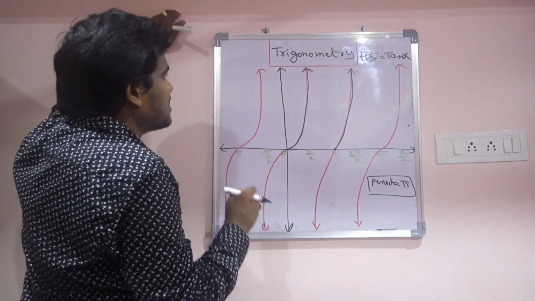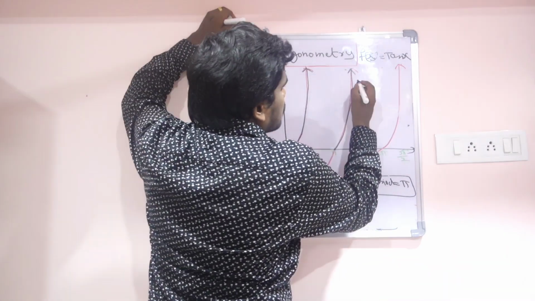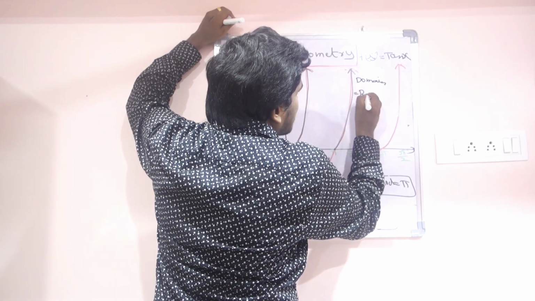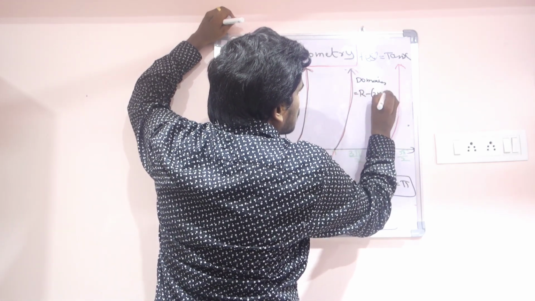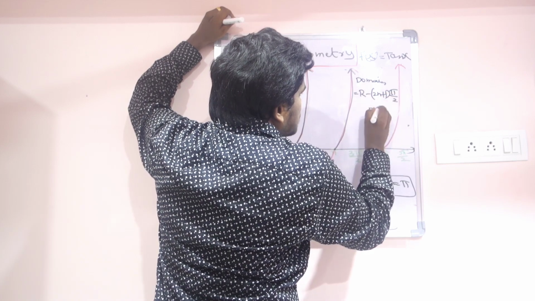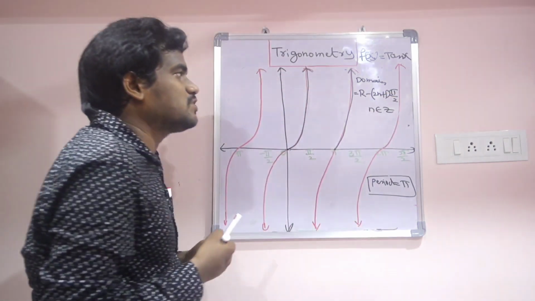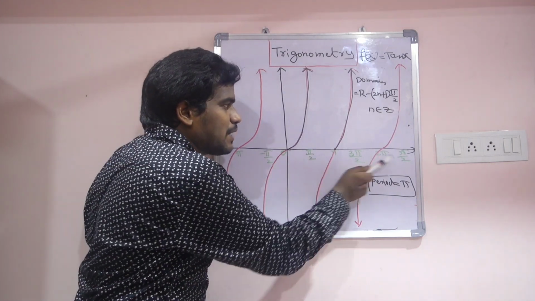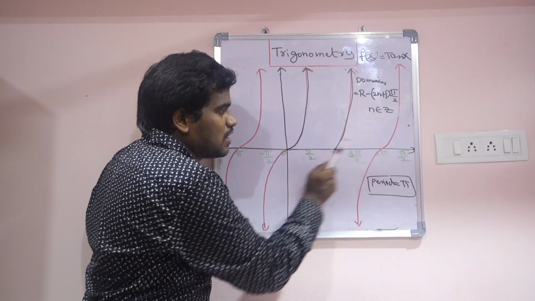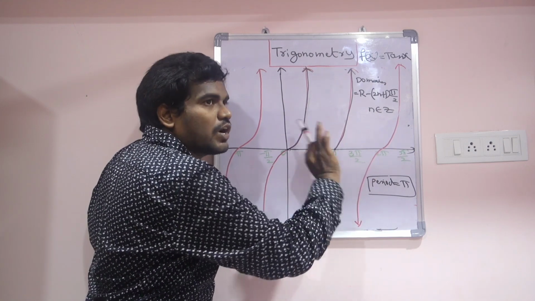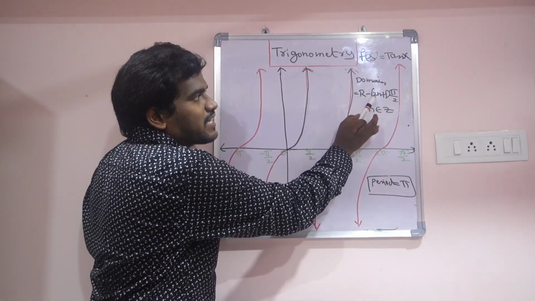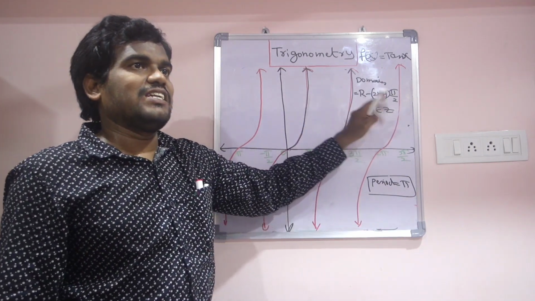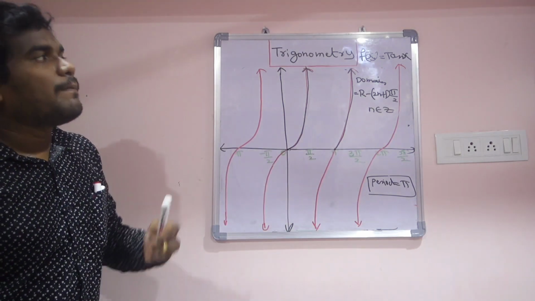That's why I am taking domain equal to R minus (2n plus 1) into pi by 2, where n belongs to integers. Why n belongs to integers? Because negative values are also there. So it is not defined at odd multiples of pi by 2, that is 1, 3, 5: pi by 2, 3 pi by 2, 5 pi by 2. That's why all real numbers except (2n plus 1) into pi by 2, n belongs to integers. That is the domain. Domain means possible values of x.